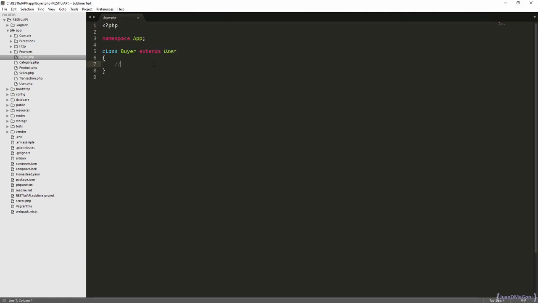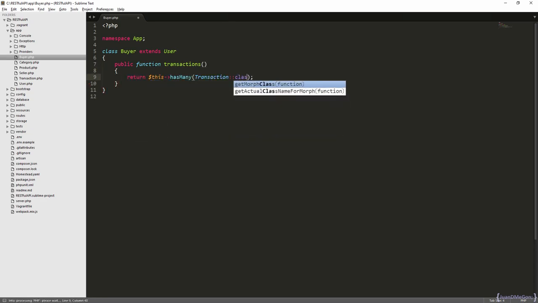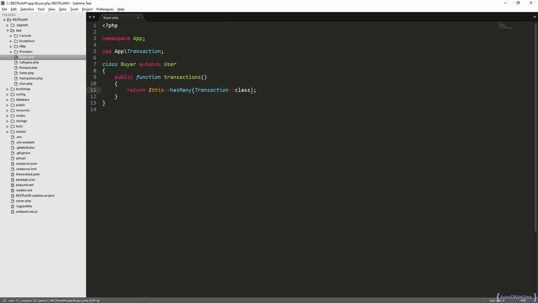So we know that a buyer has several transactions. It means has many transactions. So remember to use the F5 function key in order to auto-import the definition for every class, in this case for the transaction class.